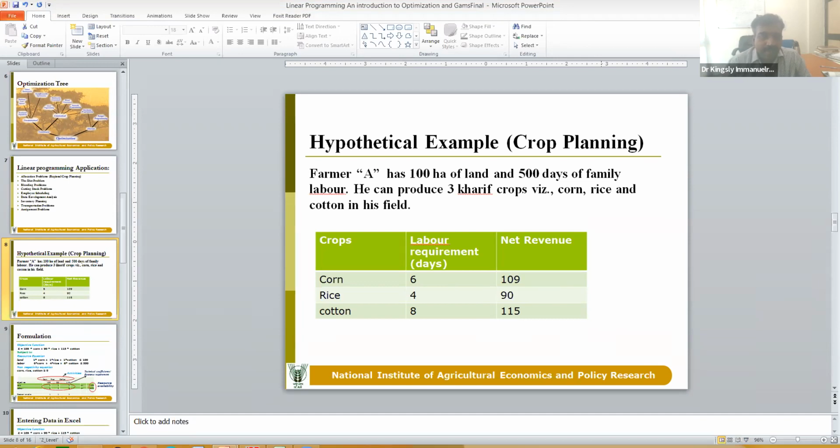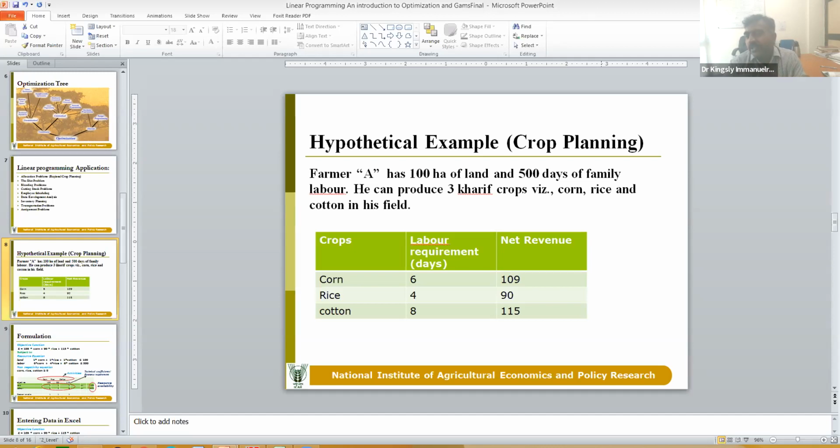So this is the question I have given you. Hypothetical example: a farmer A has 100 hectares of land and 500 days of family labor. He can produce three kharif crops, namely corn, rice and cotton in his field. And we have given the data on the labor requirement and the net revenue from each crop.